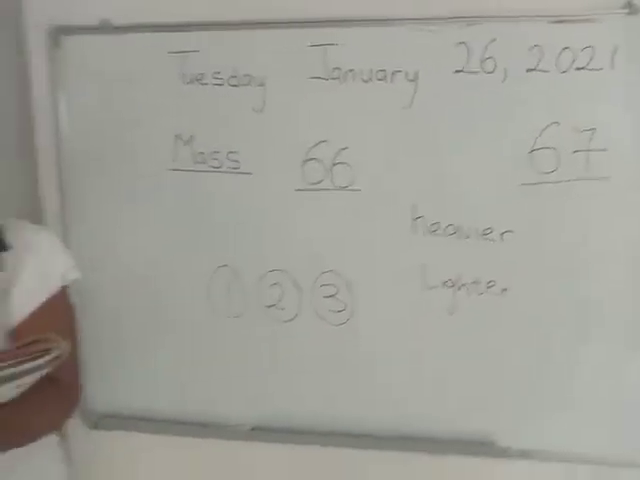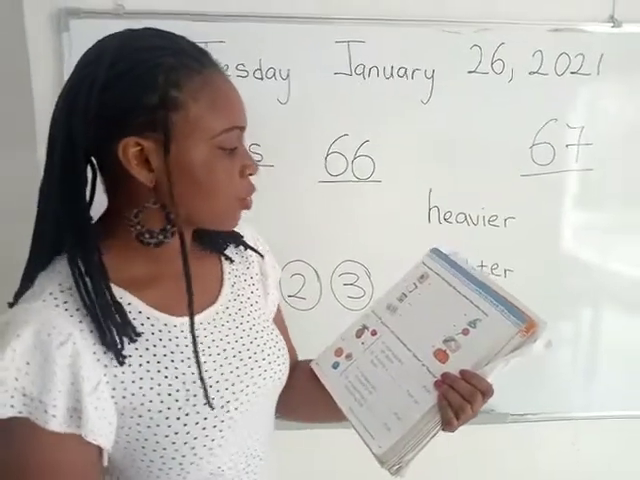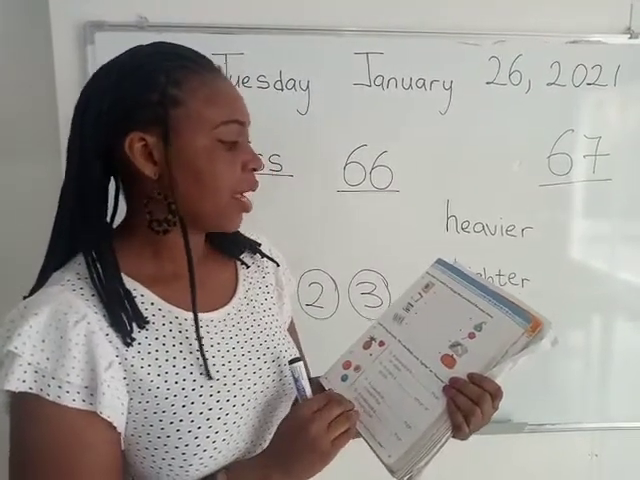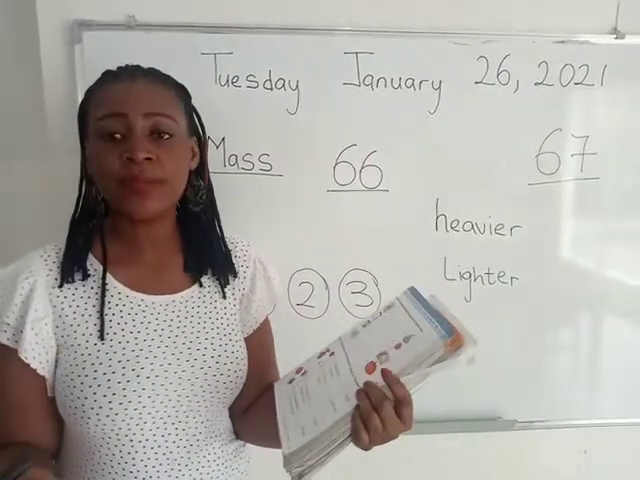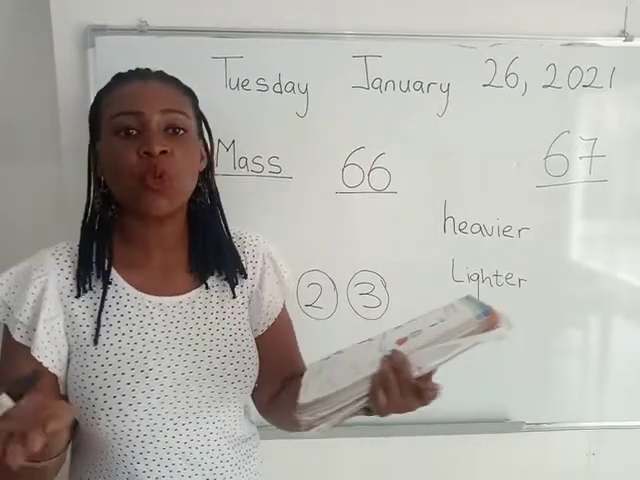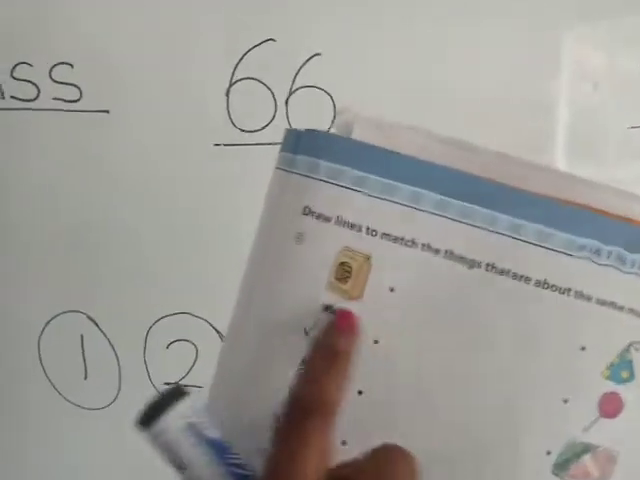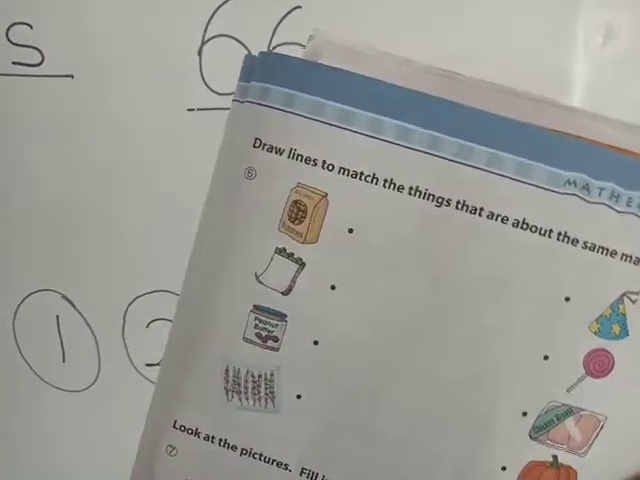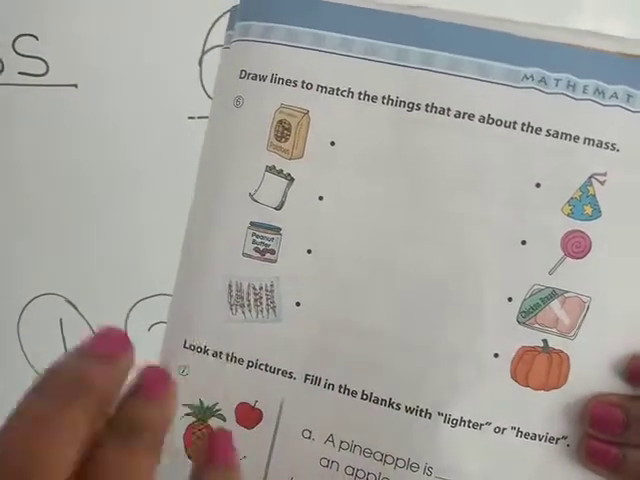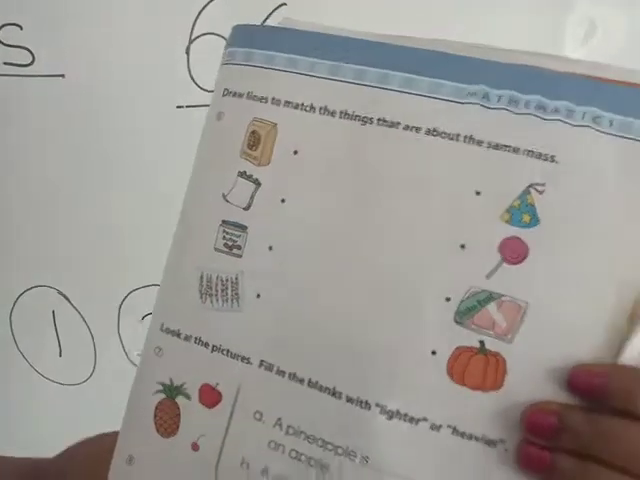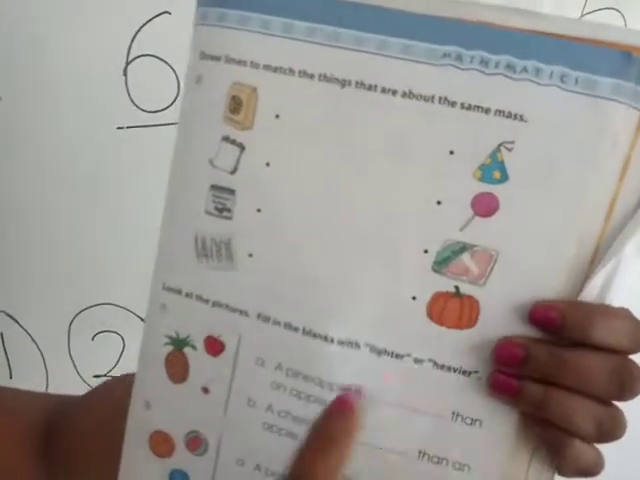Okay? And we are still continuing with the same topic, which is maths. Now this exercise tells us to draw lines to match the things that are about the same mass. So we're going to be drawing lines to match the objects that you think have the same weight. Alright? Now here you have a packet of potato chips. Here you have a journal. Here you have a peanut butter, and here you have some grains. Okay, a pack of grains. Here you have a patty cap, a lollipop, a plate of chicken breast, and a pumpkin.